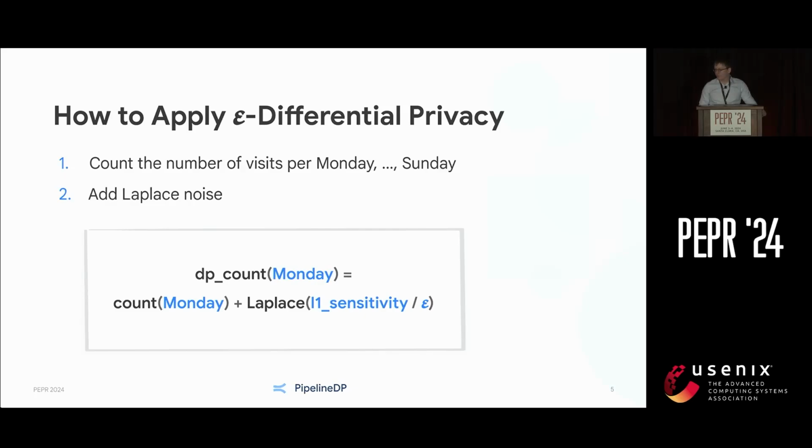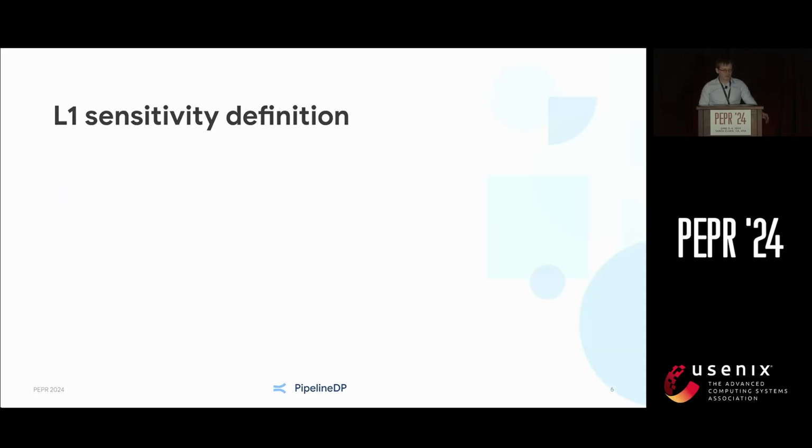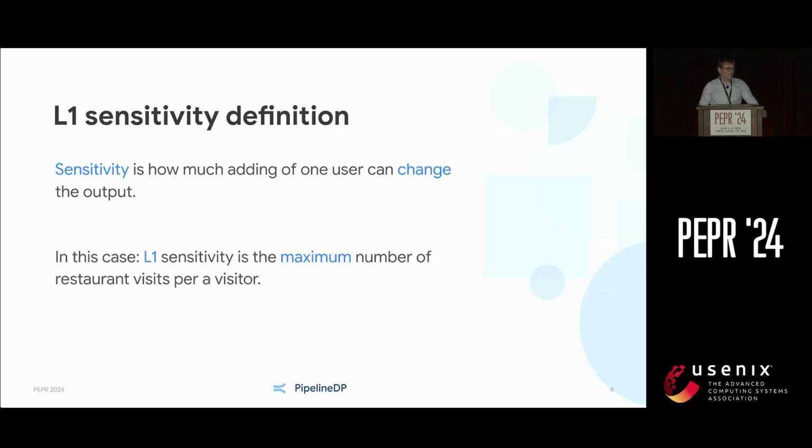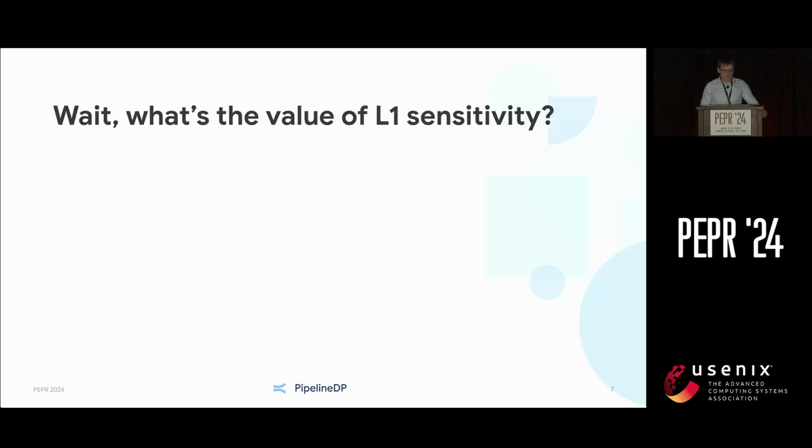But here, one thing is that we need to have L1 sensitivity in Laplace, as in theory. And what is L1 sensitivity? In general, sensitivity is something where we need to bound the sensitivity of a query in order to protect each user. So it's how much the query before differential privacy changes by adding 1 user. And in this case, L1 sensitivity is simply the maximum number of restaurant visits per visitor. And wait, what would be the value of L1 sensitivity in this case?